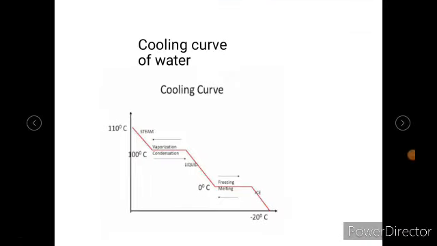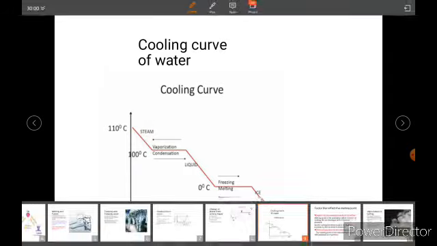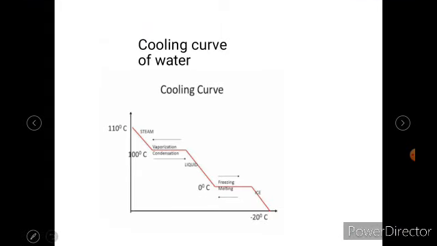Now students, we will be talking on our new topic, that is the cooling curve of water. This is the cooling curve. Here we have a graph that is being plotted. From 110 degrees C to 100, we will see only steam, that is nothing but only gas. So here it will contain only gas.